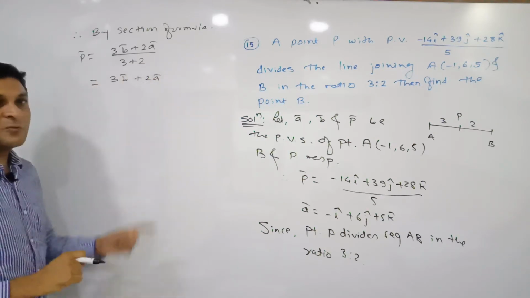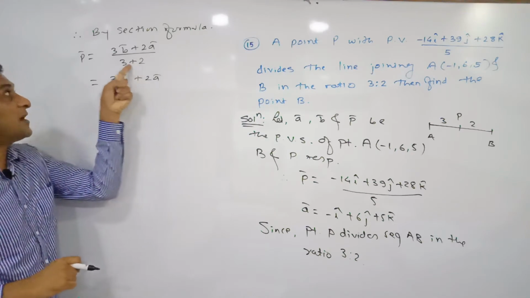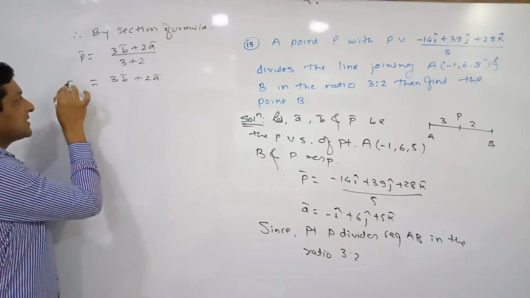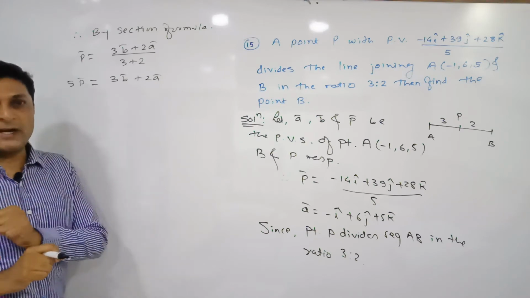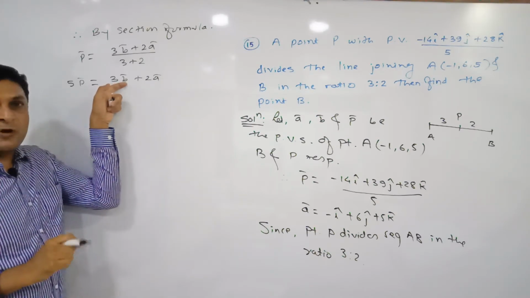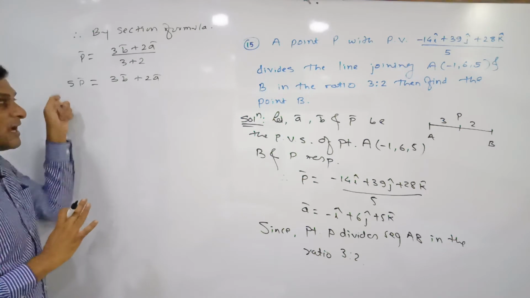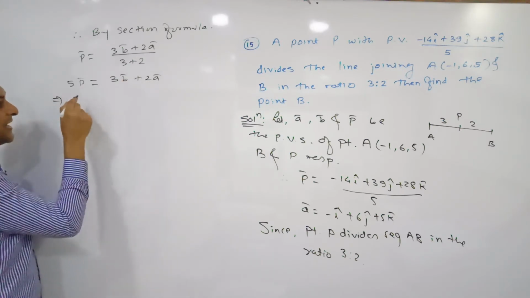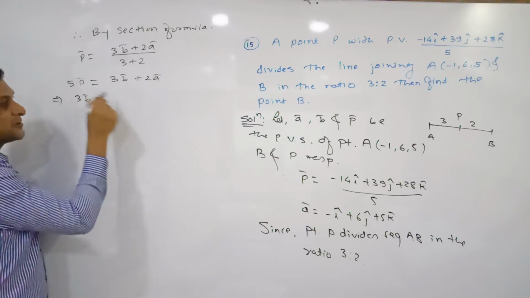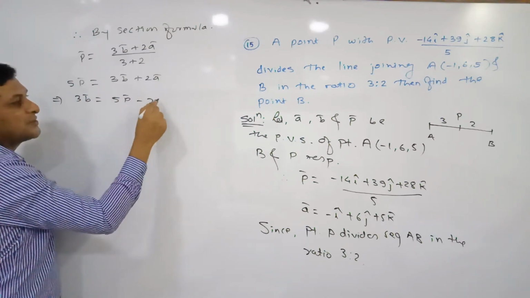In the denominator we get 3 plus 2, which is 5. The 5 will get multiplied on this side, so on this side we will get 5P bar. Now our aim is to find the coordinates of point B, so we collect the term of B bar on one side and the remaining terms on the other side. The plus 2A bar becomes minus 2A bar. So 3B bar is equal to 5P bar minus 2A bar.